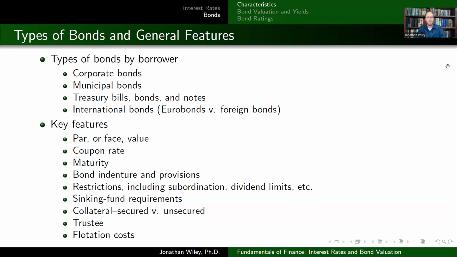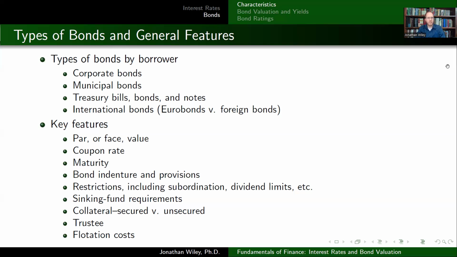Now, it could specify that it pays semi-annually, in which case it would pay 10% per year, but if it pays semi-annually, it would pay half of that every 6 months. So it would pay 5% for the first 6 months and then another 5% for the second 6 months. The maturity is going to have to be specified for the bond. So when does the bond come due? When does the borrower have to repay the par or principal amount?